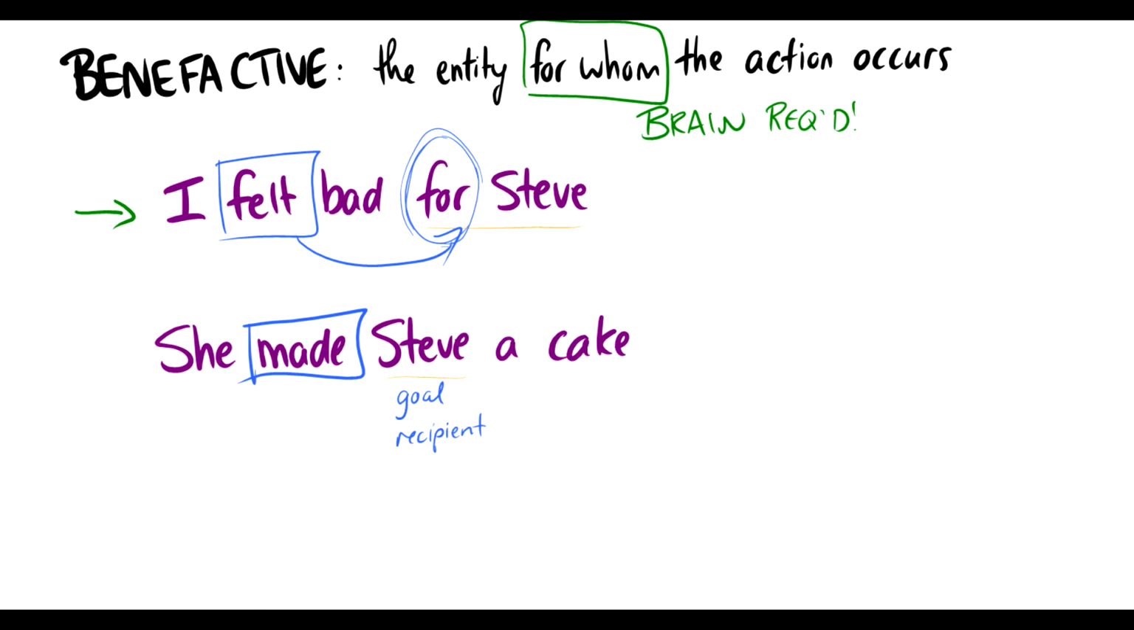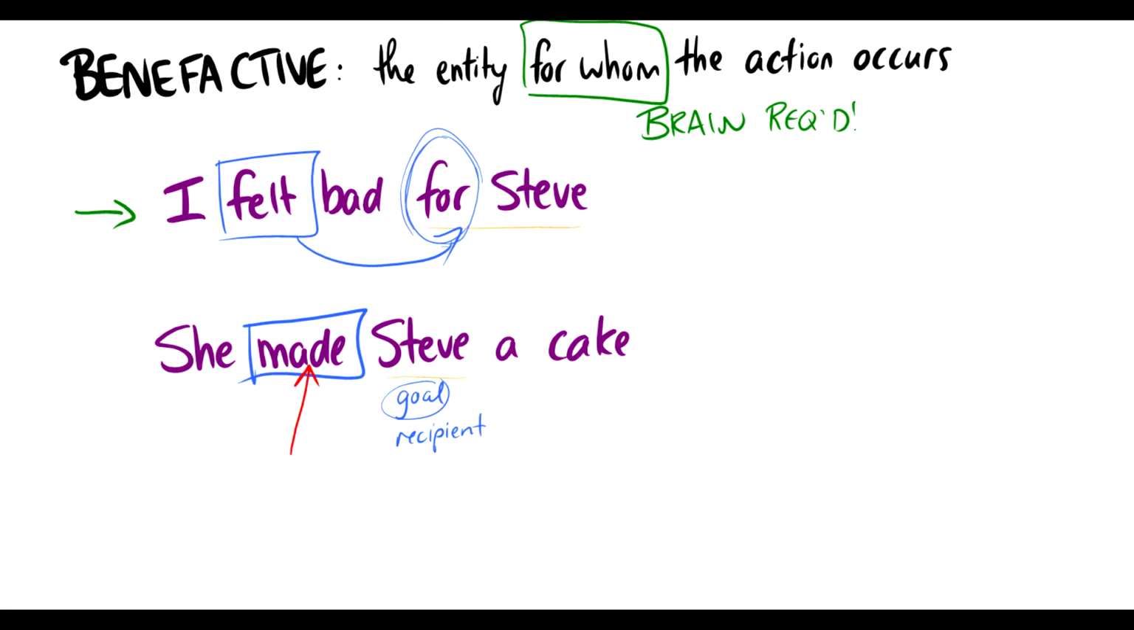So recipient, definitely, the recipient of the cake. Is it a goal? Well, a recipient is a type of goal, so by definition, yeah, it's a goal. It's kind of a weird goal. But the cake was made for Steve. Now, this verb has some meaning to it.